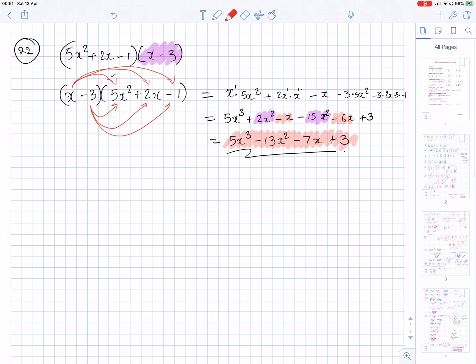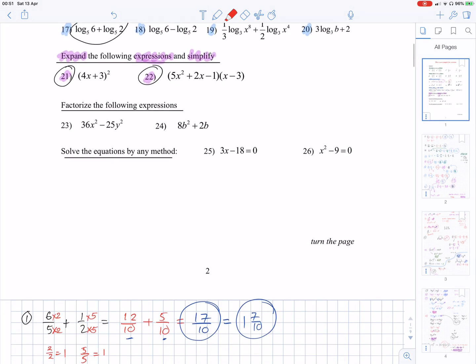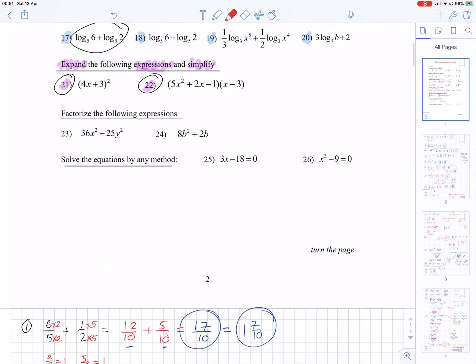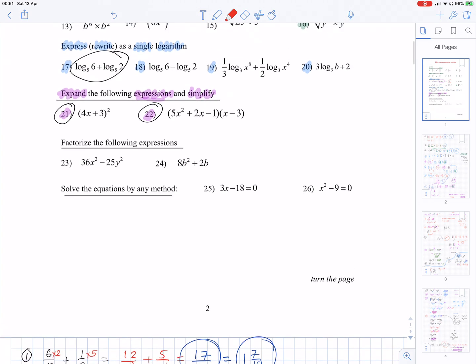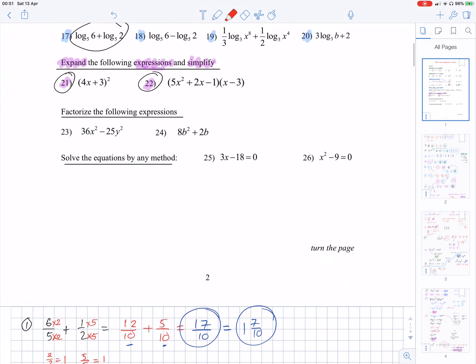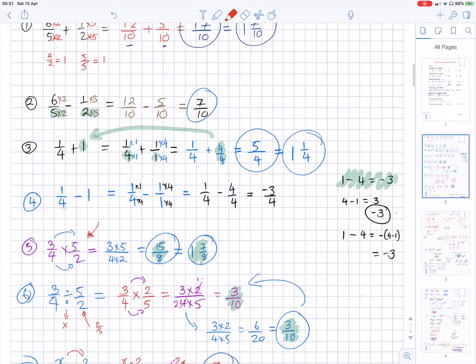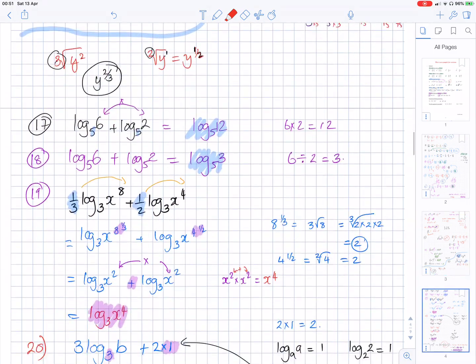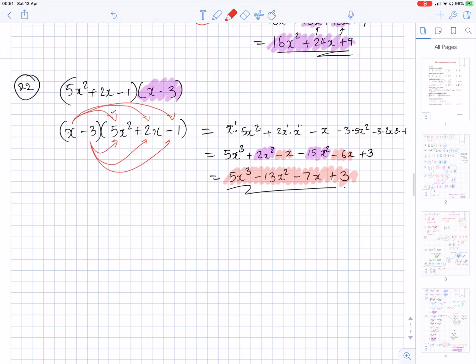Let me see what 23 is. We might have to leave it at 22 for now. Okay, we're going to leave it at 22, which is expanding expressions and simplifying them. Okay, so the two of them are right here.